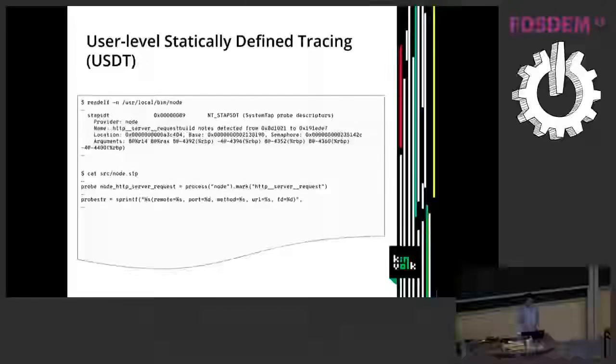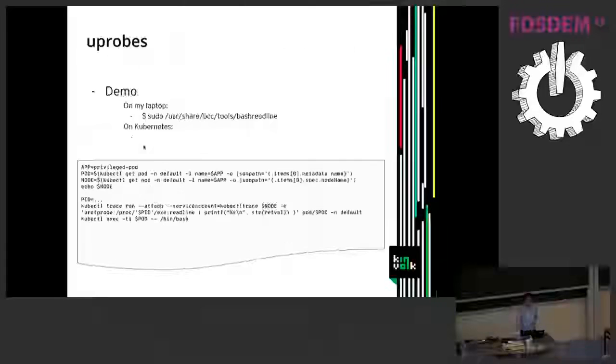User level statically defined tracing. Here I give an example of how to know if one of your programs has that. You can use the readelf command with -n, and you can see some trace defined here. On uprobe, that's the demo that I did before, to read the command line from another process, from bash. So that's the four main things you can do.